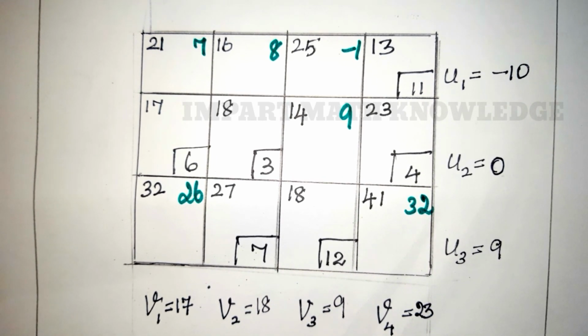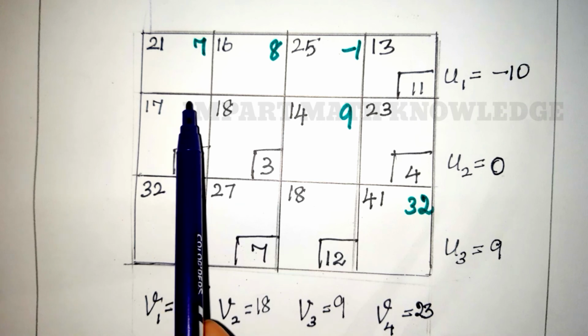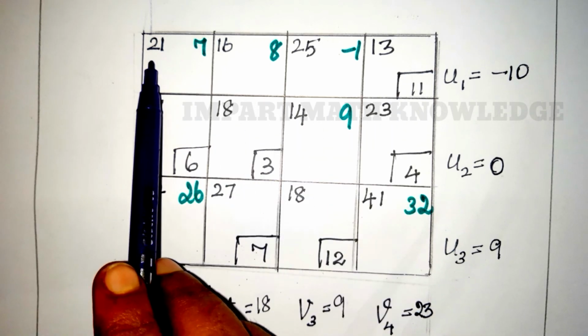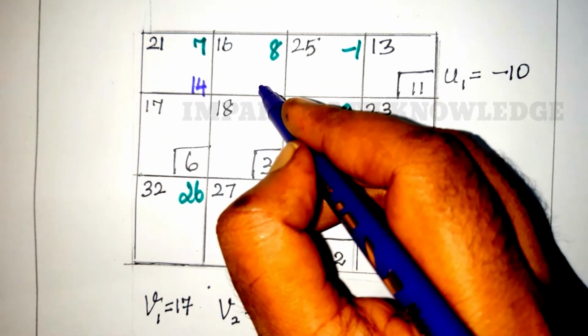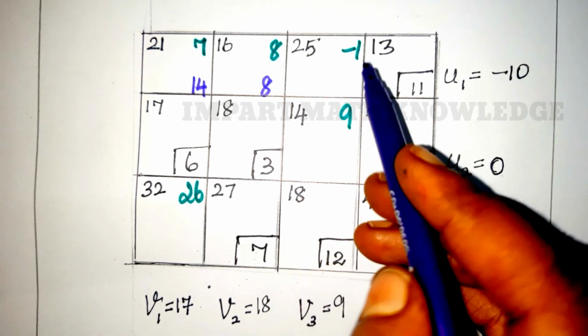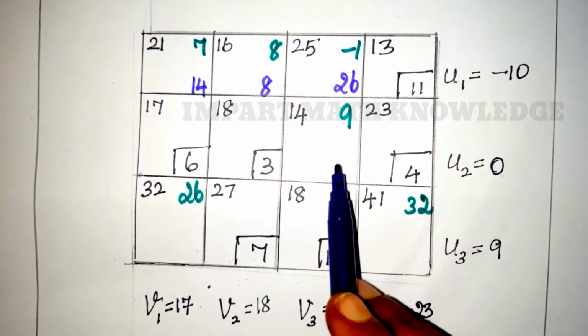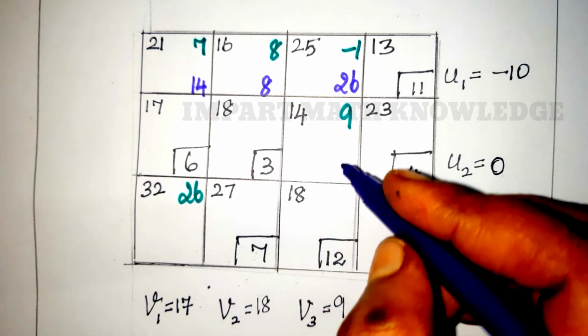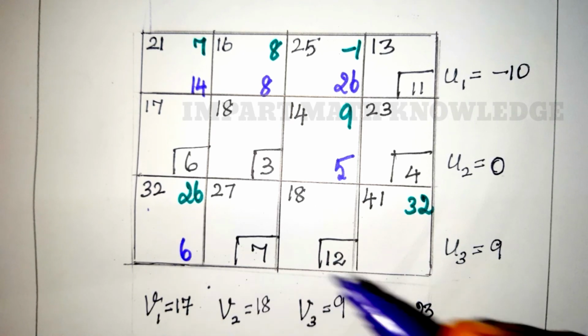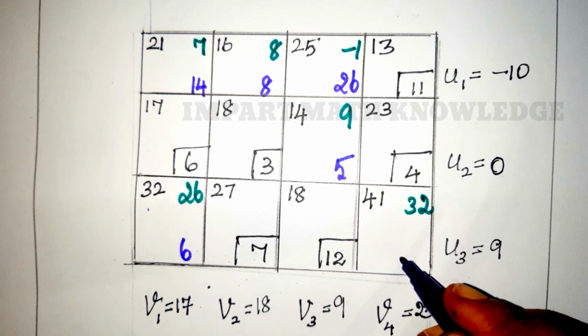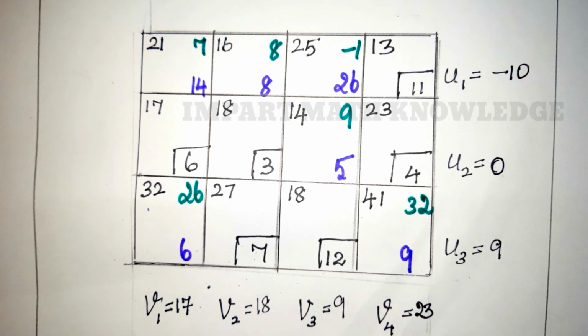Step 3, you have to find Dij. Dij is nothing but the upper left corner minus the upper right corner for all the unallocated cells, and enter it at the lower right of each cell. Here 21 minus 7 is 14. You write it here. 16 minus 8 is 8. 25 minus of minus 1 is 26. This is an unallocated cell. 14 minus 9 is 5. 32 minus 26 is 6. 41 minus 32 is 9. Modi method step 3 is over.